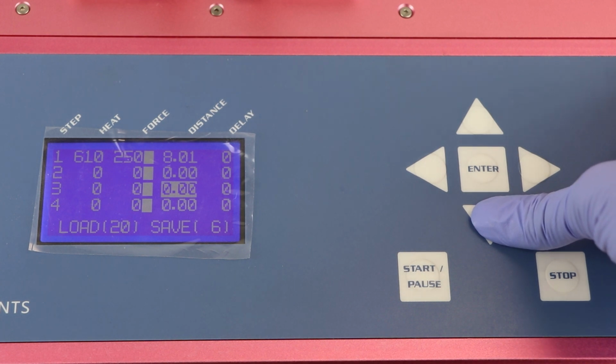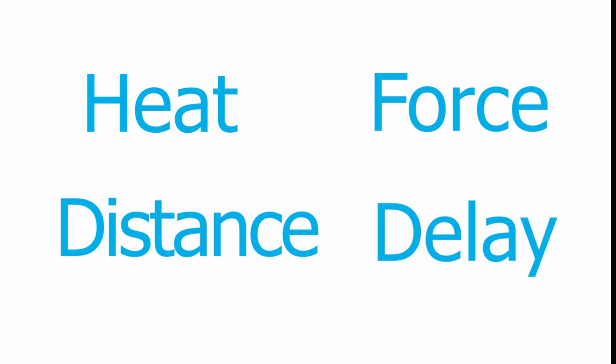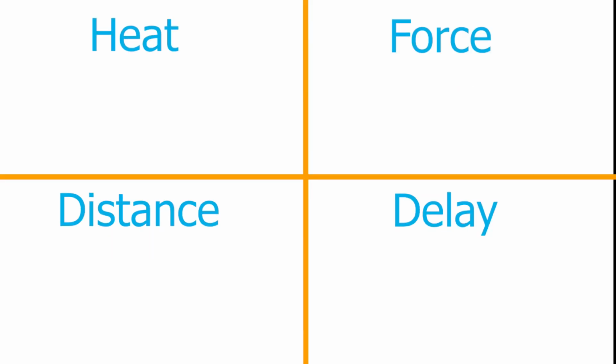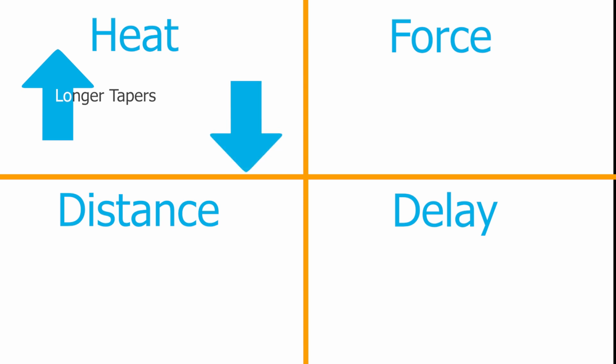As a general rule of thumb, the parameters, heat, force, distance, and delay, can be altered to achieve the desired shapes and dimensions of pre-pulled pipettes. Here's the general rule of thumb. Increase heat for longer tapers and decrease it for shorter tapers.